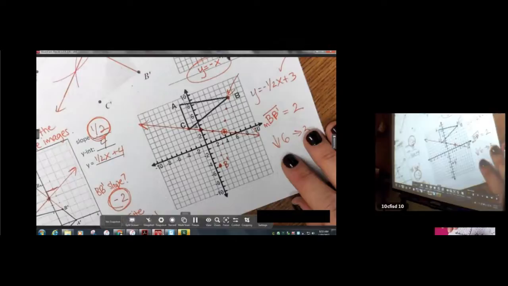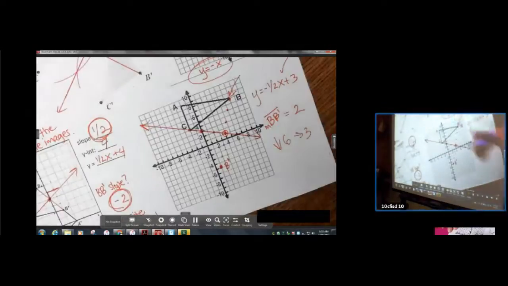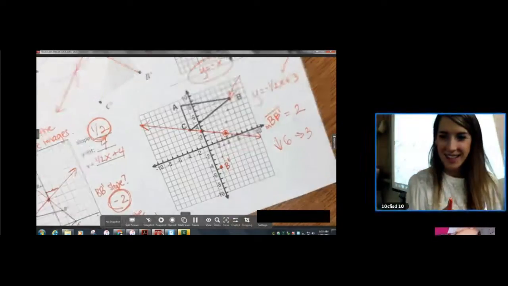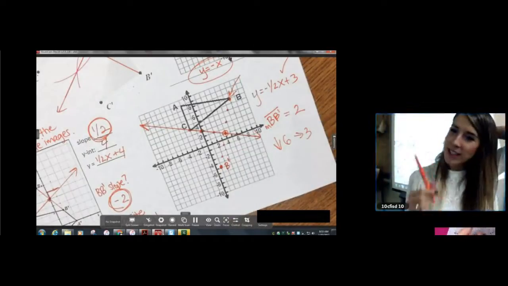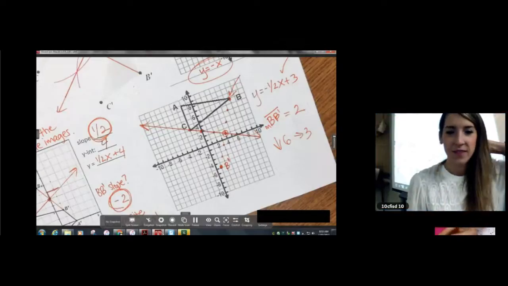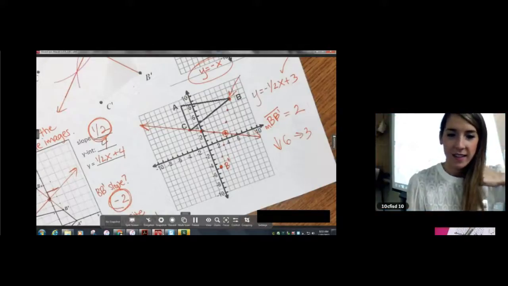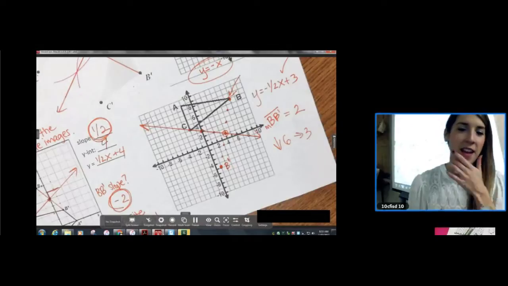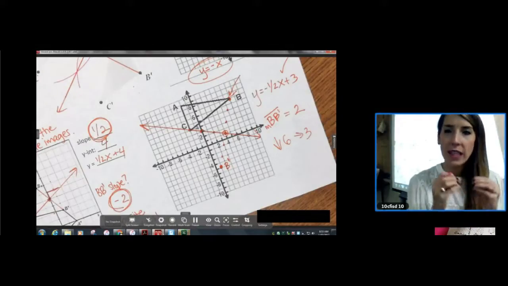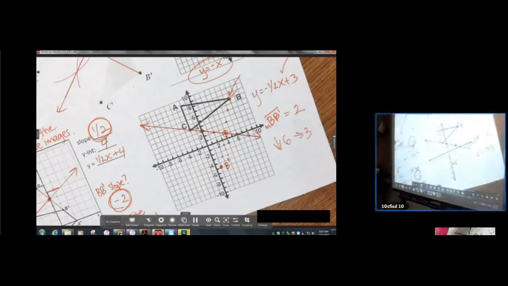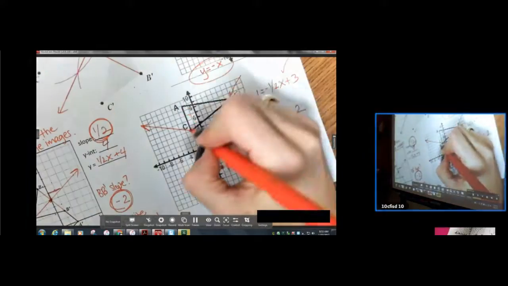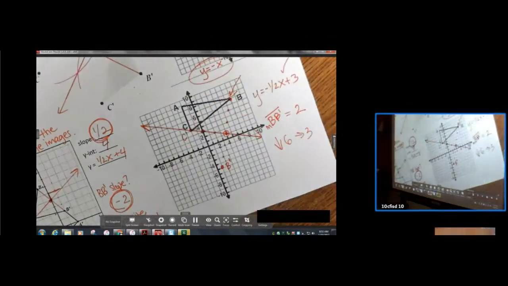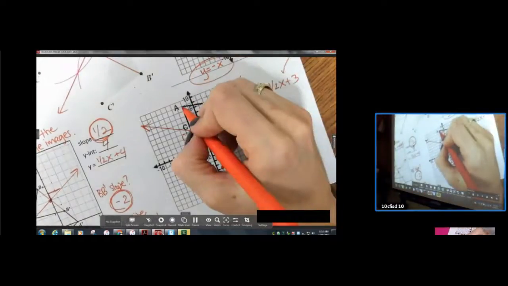You have now reflected that over the line of reflection. Let's do C next, because it's the easiest one. Where does C prime fall? On the LOR, right? That's pretty cool. So when a point lies on the line of reflection, then its image also lies on the line of reflection. Okay, lastly, let's do A.